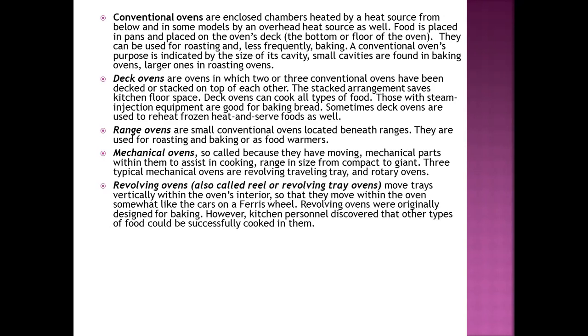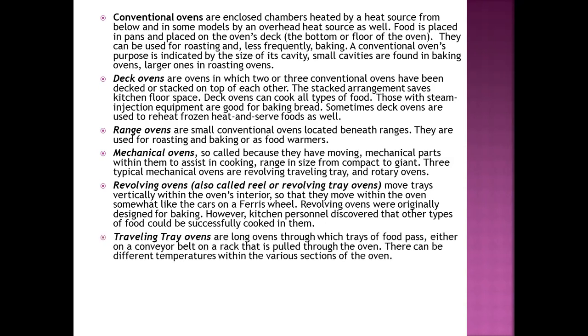For revolving ovens, these are also called reel or revolving tray ovens. Move trays vertically within the oven's interior so that they move within the oven somewhat like the cars on a Ferris wheel. Revolving ovens were originally designed for baking. However, kitchen personnel discovered that other types of food could be successfully cooked in them.